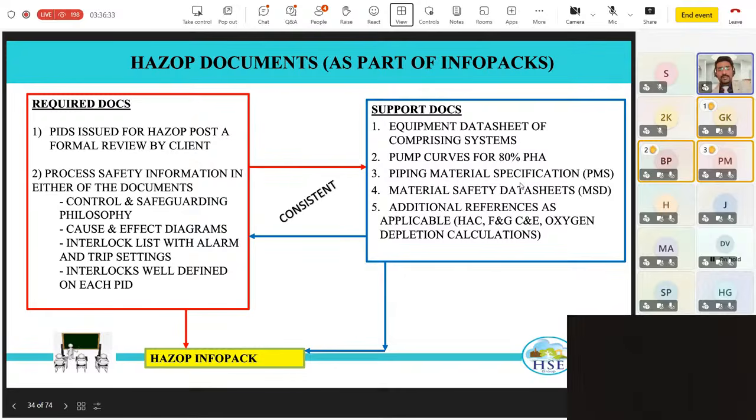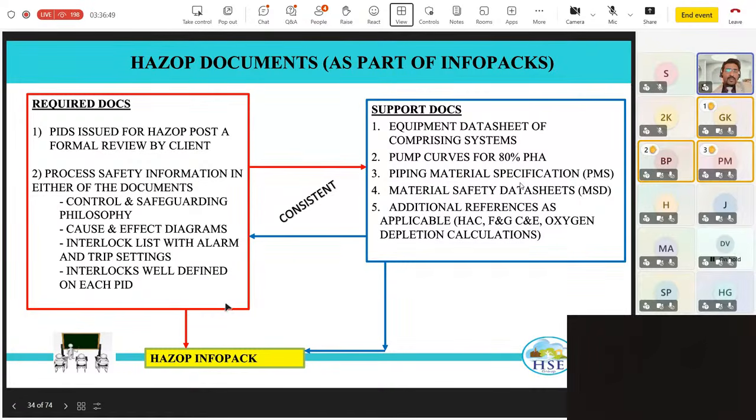So many times they have this buddy system also there, whereby if one person starts hallucinating or asphyxiating, the other can come to his rescue. So again, these things are case specific, industry specific, but it is good to have them. And all of this should be part of a HAZOP info pack.